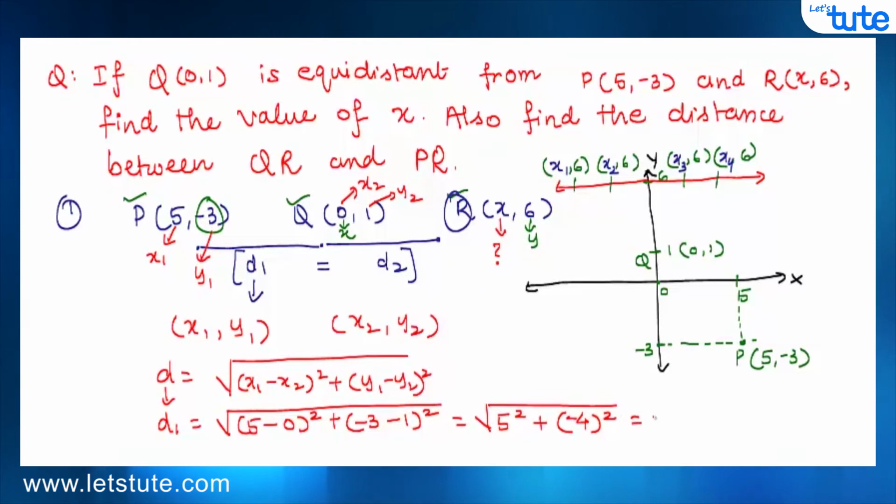So we will get 5 squared, which is 25, plus minus 4 squared, which is 16. So this is our D1. So I am keeping it as it is.